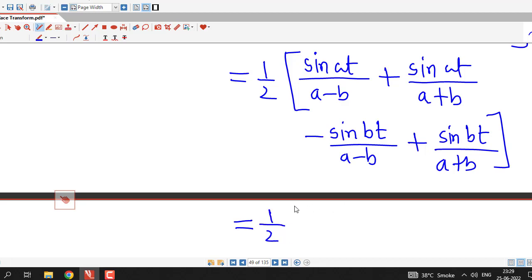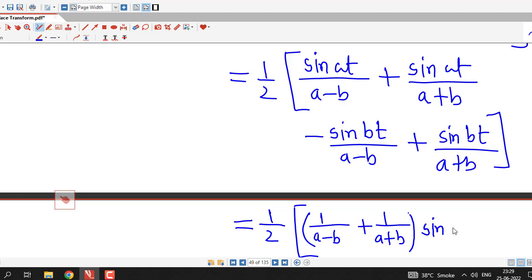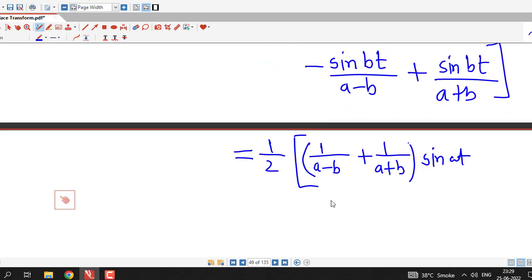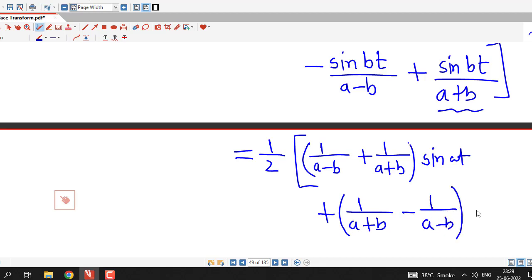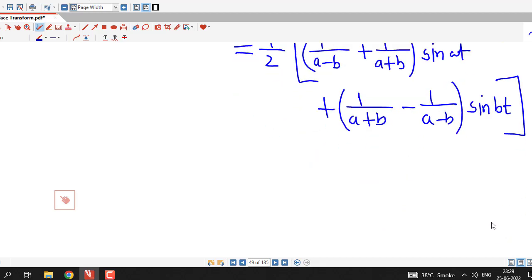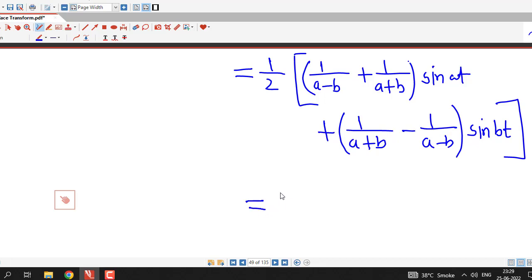Now we can take sin(at) common, and we are left with 1/(a−b) + 1/(a+b) times sin(at), and here we take sin(bt) common, and we are left with 1/(a+b) − 1/(a−b) times sin(bt). We are just trying to simplify as much as is possible.